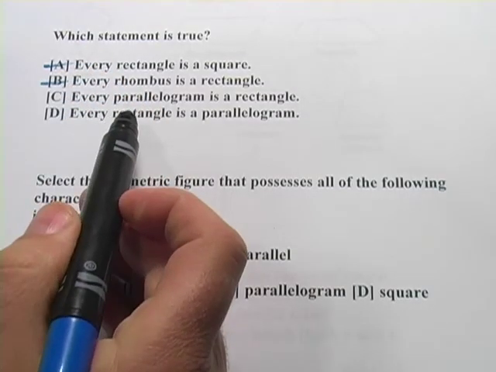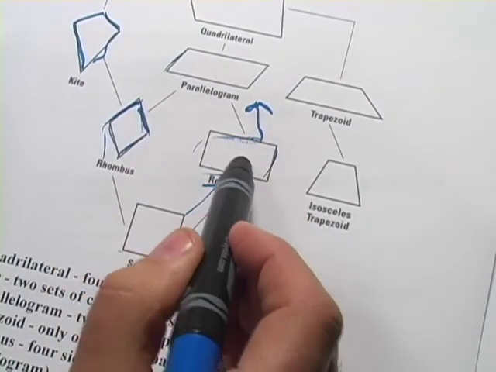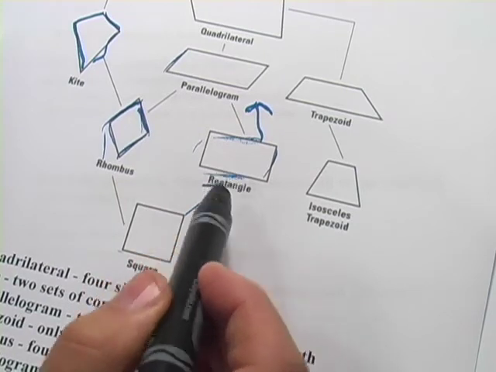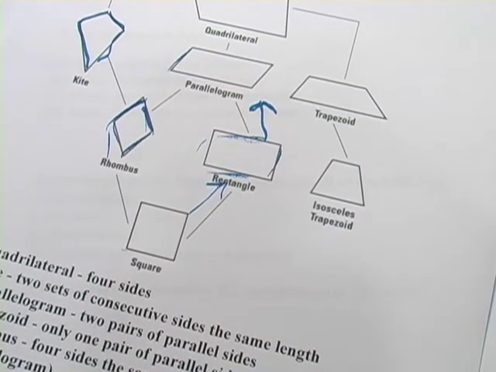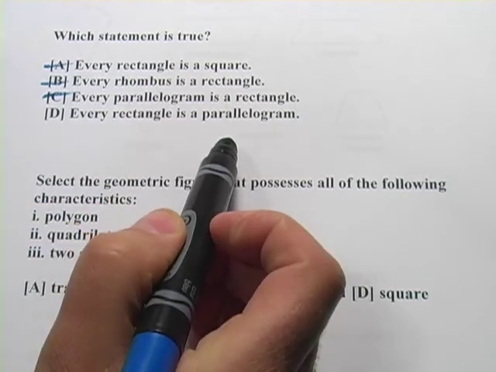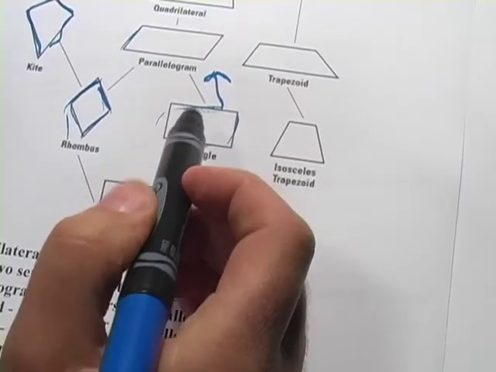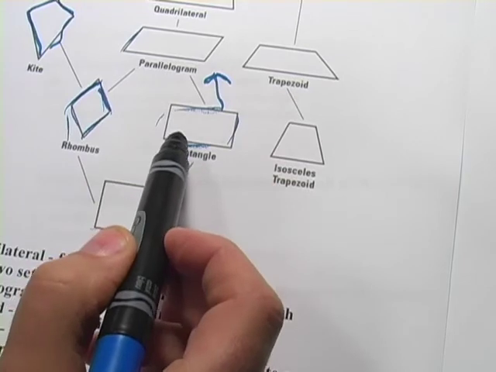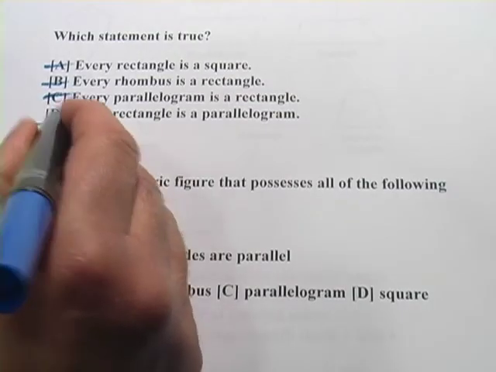C, every parallelogram is a rectangle. And again, we're going in the wrong direction. From parallelogram to rectangle, you go down, and you want to be going up for this kind of relationship. And then finally, every rectangle is a parallelogram. And that's the right one, because rectangles fit under parallelograms. So a rectangle is a type of parallelogram. So D is our correct answer there.